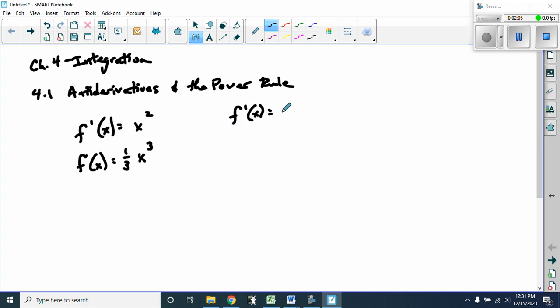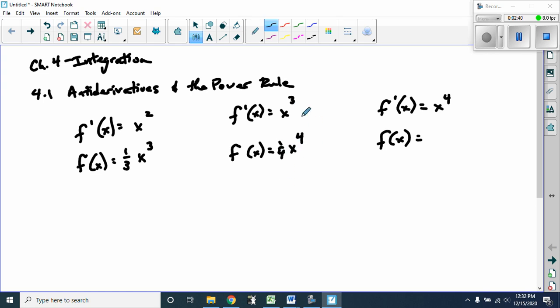I want you to think about for a minute, if I have f prime of x is equal to x to the third or x to the fourth, what the antiderivative of each of those would be. So if I want to get x to the third, this one needs to be x to the fourth. This should be 1/4 x to the fourth, which has a derivative of x to the third. 1/5 x to the fifth has a derivative of x to the fourth.